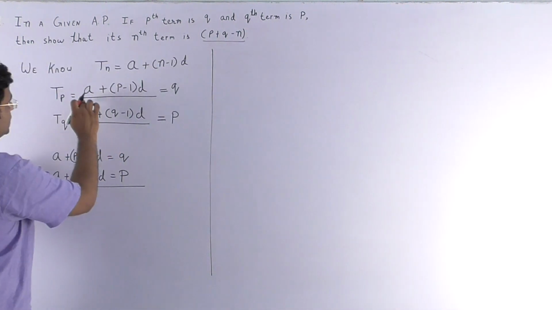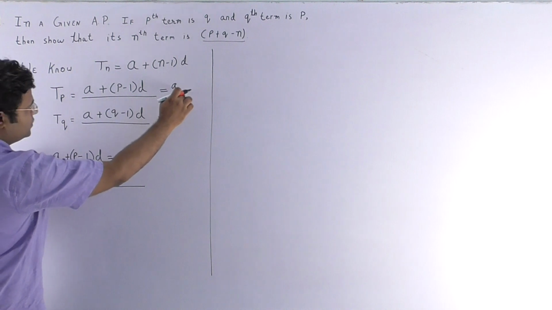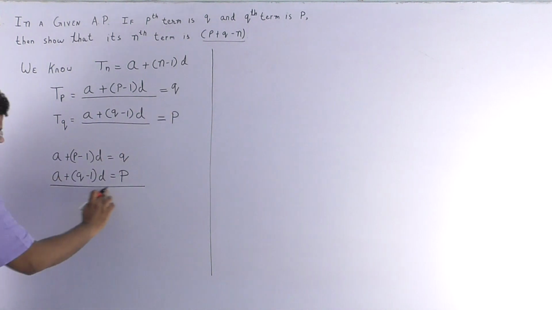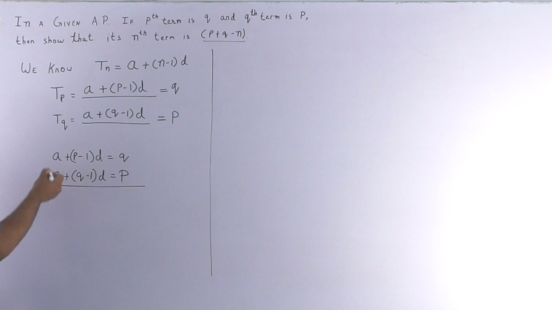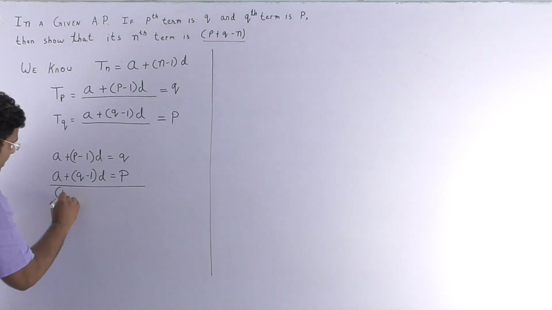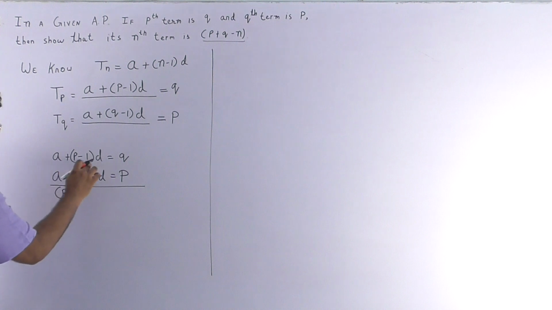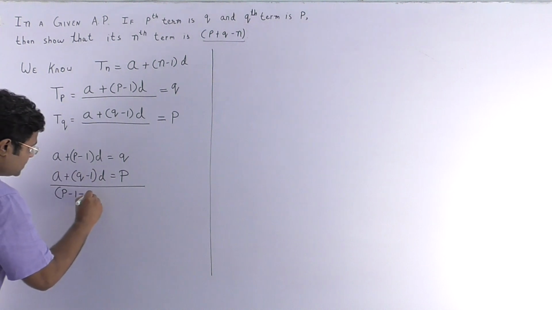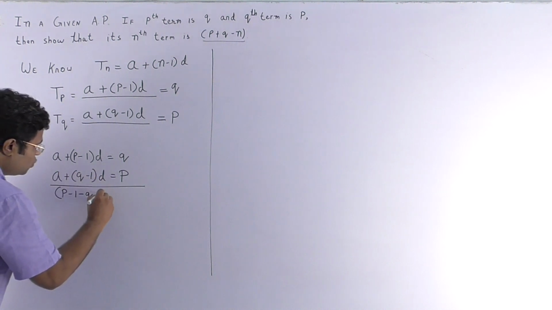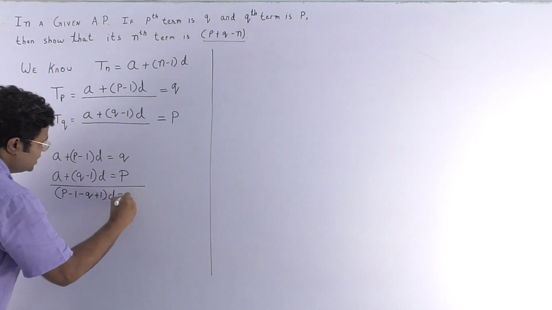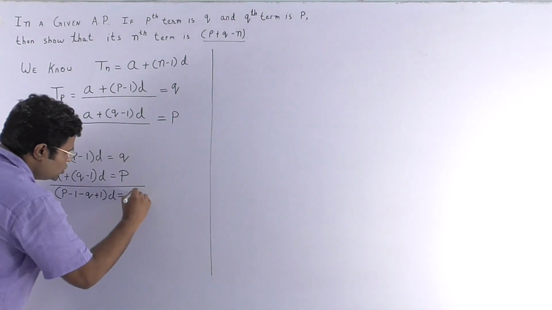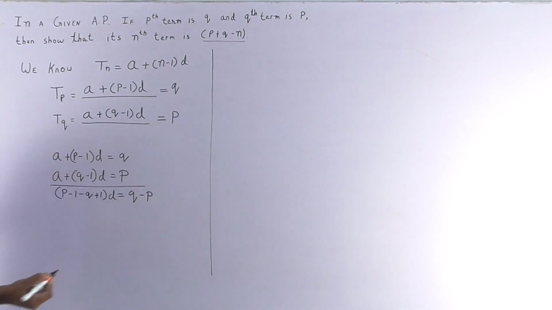Now I have written the first equation, A plus (P minus 1) times D is equal to Q, and the second one over here. Now what we do is subtract. From the second equation we subtract the first equation. So A minus A cancels. Here we get (P minus 1) minus (Q plus 1)... times D is equal to Q minus P.